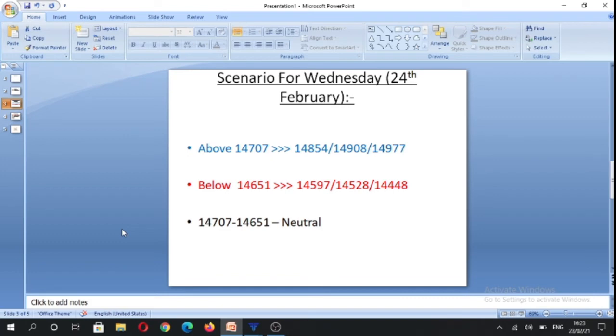And on the flip side, below 14,651 levels, which is today's lows, we can potentially trade towards 14,597 levels, 14,528 levels, and 14,448 levels if the inside candle manages to break to the downside tomorrow. And the neutral price range is going to be 14,707 to 14,651, in which one can refrain from making any trades on the index.